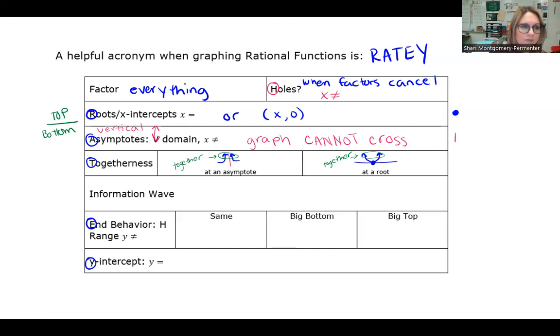An information wave is going to be like a number line, and you're going to have labels on it. You're going to label with the values from RATE. So whatever you get for R and A, you will use these values and put them in order and make it like a number line.